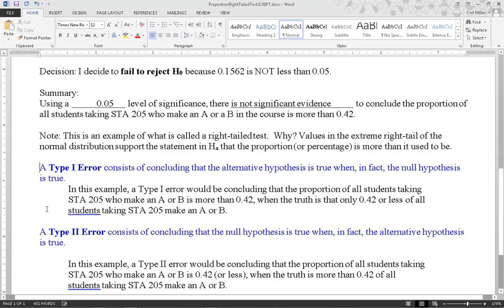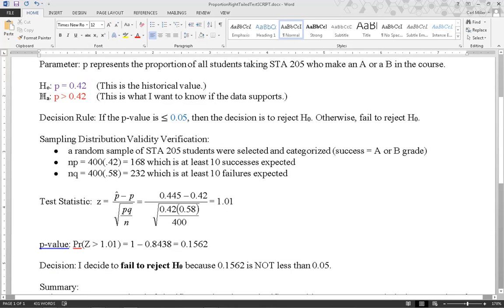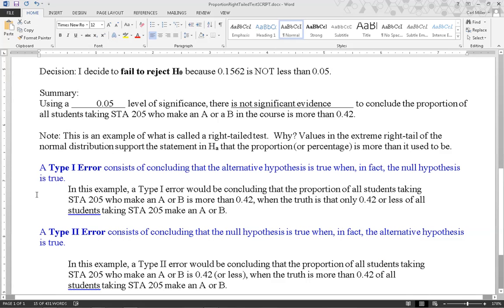A type 1 error consists of concluding that the alternative hypothesis is true when in fact the null is really true. So our alternative is that P is larger than 0.42. In this example, a type 1 error would be concluding the proportion of all students taking Stat 205 who make an A or a B is more than 0.42, when the truth is that only 0.42 or perhaps even less of all students taking Stat 205 make an A or a B.